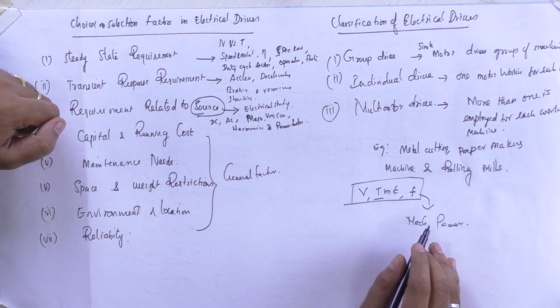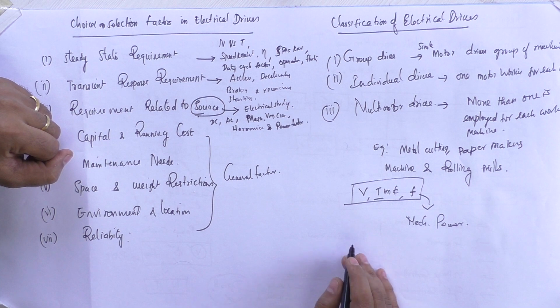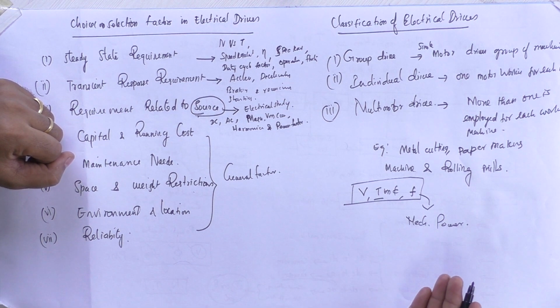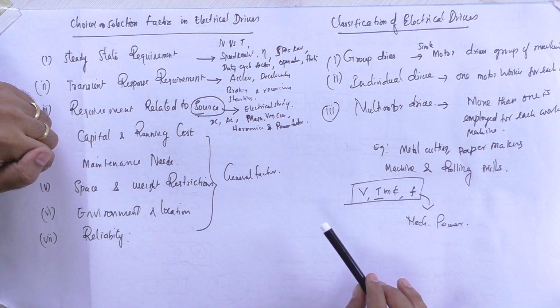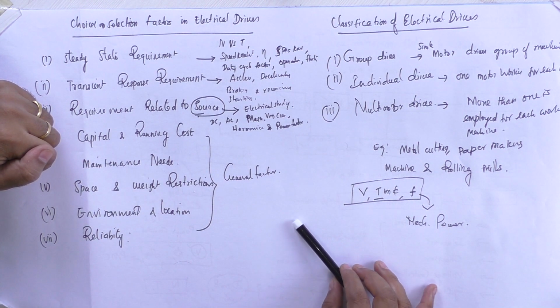This type of multi-motor drive system is generally used for metal cutting, paper making, paper machines, and in rolling machines, rolling in paper mills. It is generally preferred. So these are all the classifications of electrical drives. To summarize the two chapters: one is the choice or selection of factors, and then the classification. There are three basic classifications of electrical drive.